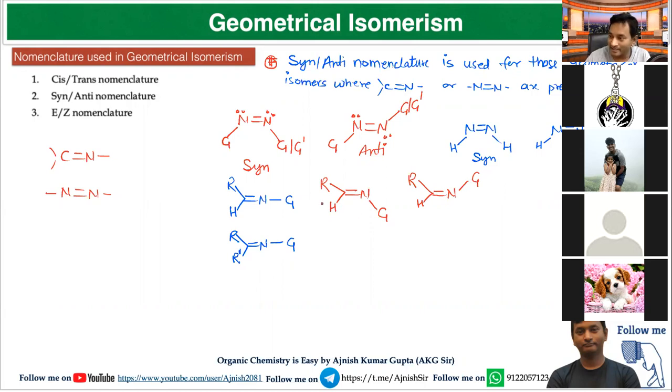When this H and this G are on the same side, it is called as syn. And when this H and the Z are on the opposite side, it is called as anti. Is it clear? Write this also: for carbon double bond nitrogen, if H and G are on the same side, it is called as syn, and if H and G are on the opposite side, it is called as anti. Write it down.